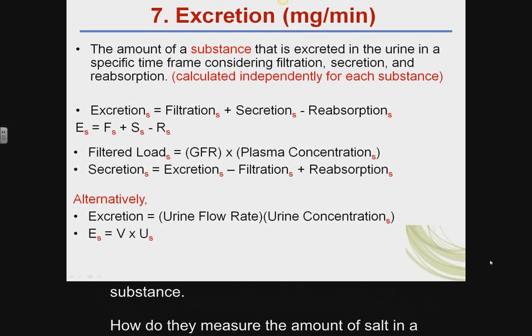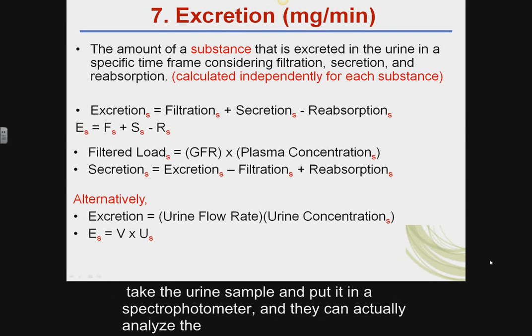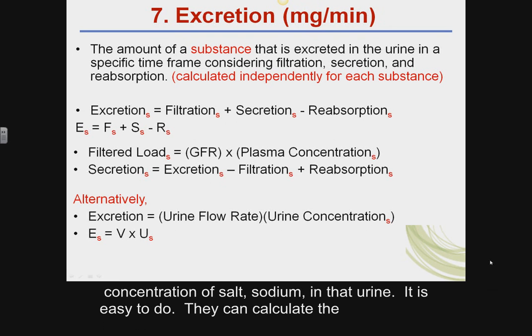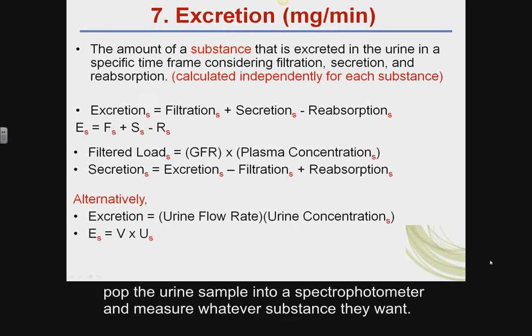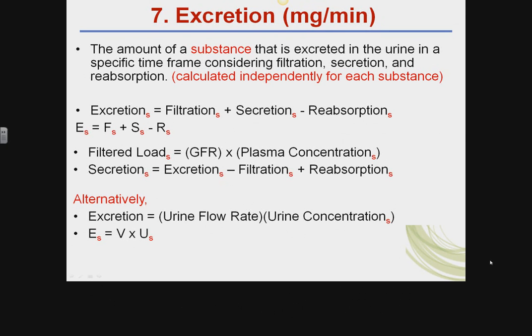How do they measure the amount of salt in a patient's urine sample? Well, they take the urine sample, they put it in a spectrophotometer, and they can actually analyze the concentration of sodium in that urine. It is easy to do. They can calculate the excretion rate for any particular substance. They simply collect the urine and then pop the urine sample into a spectrophotometer and measure whatever substance they want.